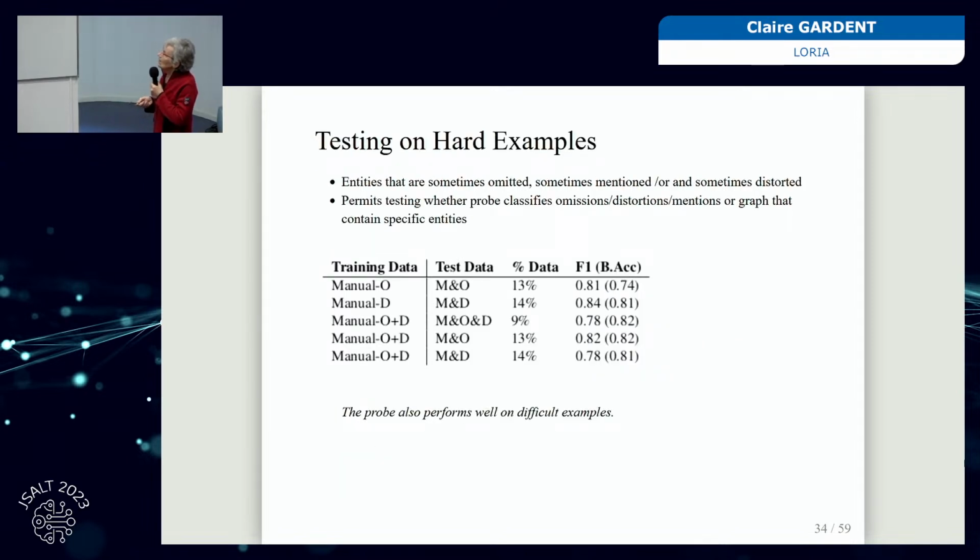We also looked at hard examples, so cases where the same entity, depending on the graph it occurs in, is sometimes omitted, sometimes distorted, and sometimes mentioned. The idea was to check whether you can predict whether an entity is mentioned simply from the entity itself. In fact, we see that we can't. M and O means the same entity is both mentioned and omitted, depending on the graph it occurs in. And again, we can distinguish whether it's a mention or an omission, we can predict whether it's an omission in 80% of the cases, and this is true for all of the combinations.